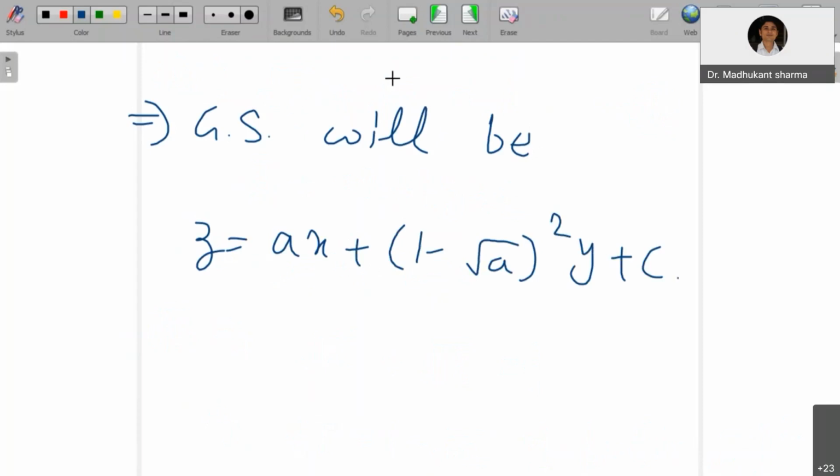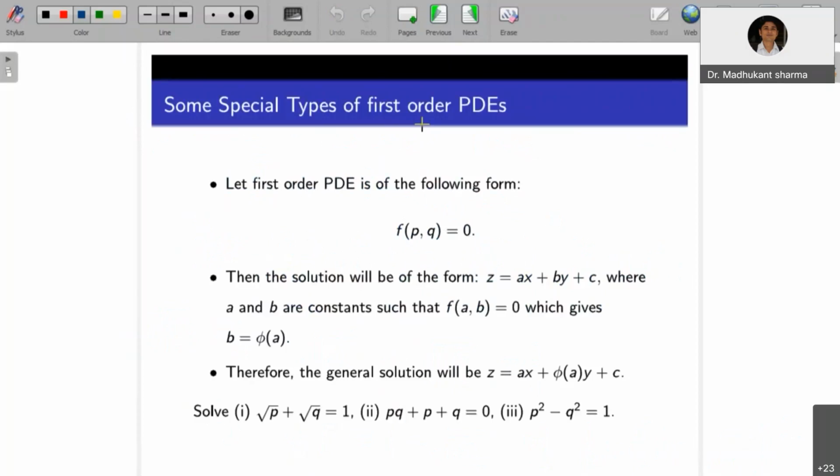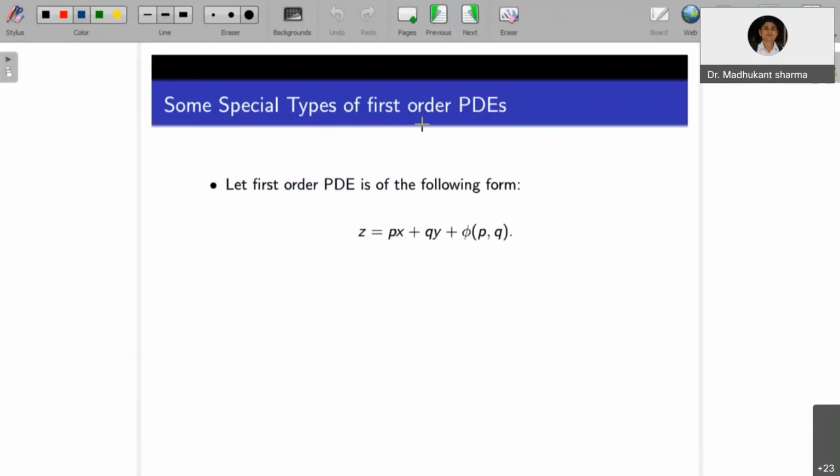Now let's deal with type 2, another type. I have already dealt with some of these problems. Let's go with this. The other type is the following. This is also known as Clairaut's form. We have also seen this Clairaut's form in the first order differential equations, if you recall.